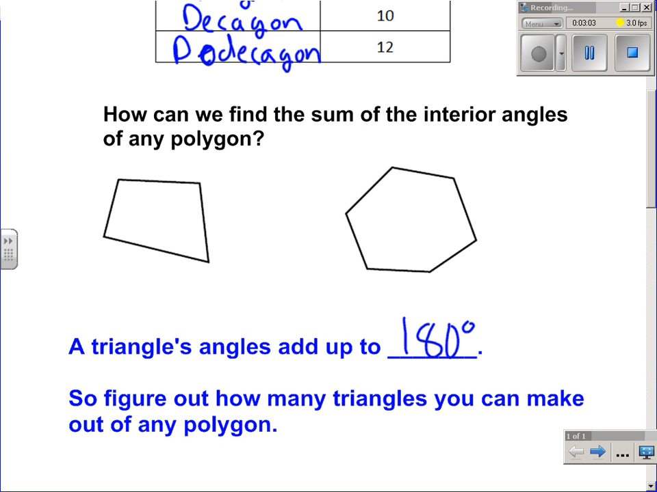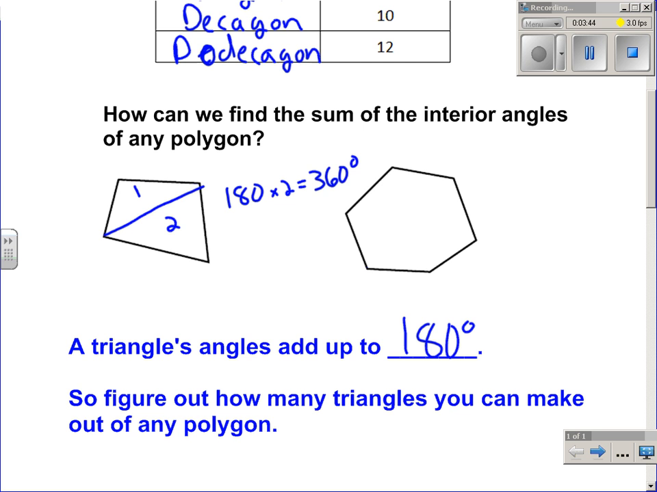So looking at a polygon, I think this is a pentagon, there are 5 sides. We can also figure out how many degrees all these angles add up to by thinking how many triangles I can make out of this polygon. The way that works is if you start from any of the vertices, the points, and draw a line like this, how many triangles are there? 1, 2. So that means it's 180 degrees times 2. So there's 360 degrees in any quadrilateral because there are 2 triangles in there.